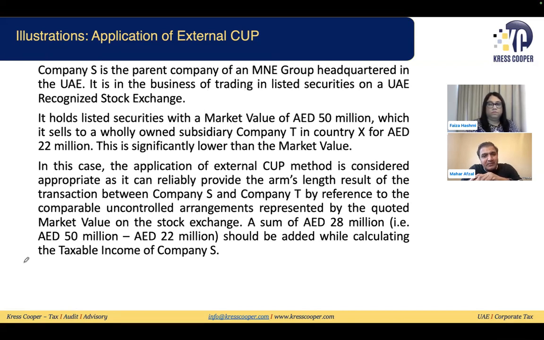And here in this case, a related party holds listed securities at a market value of 50 million, which it sells to wholly owned subsidiaries for 22 million. Market value we can take from the listed securities. Market value is 50 million and the company is selling to the related party at 22 million, which means this is not the market price. Market price is 50 million, which we can take from third parties, as the listed stock exchange price is available. If they are selling to the related party at 22 million, it will require an adjustment for sure, because the securities are not being transferred at market value.